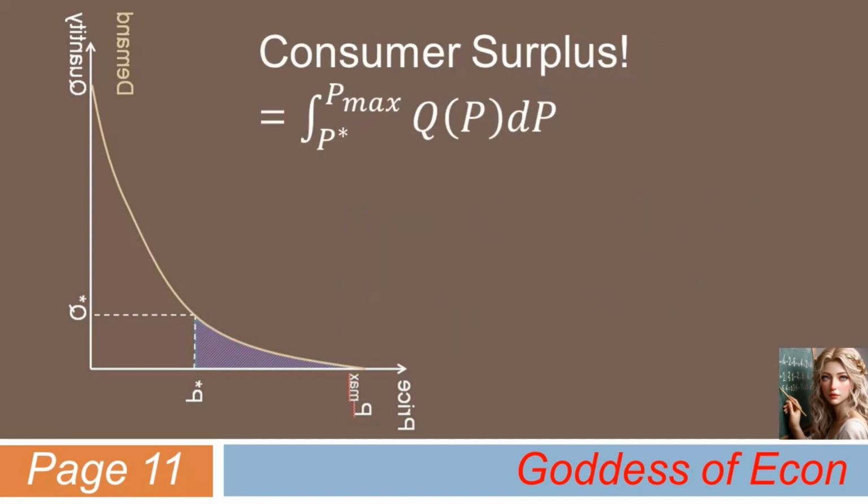Anyway, now I believe you can clearly see that the area of the shaded region can be calculated by setting up a definite integral of the demand function, Q of P, with respect to P, over the interval from P star to P max. And this area is consumer surplus.